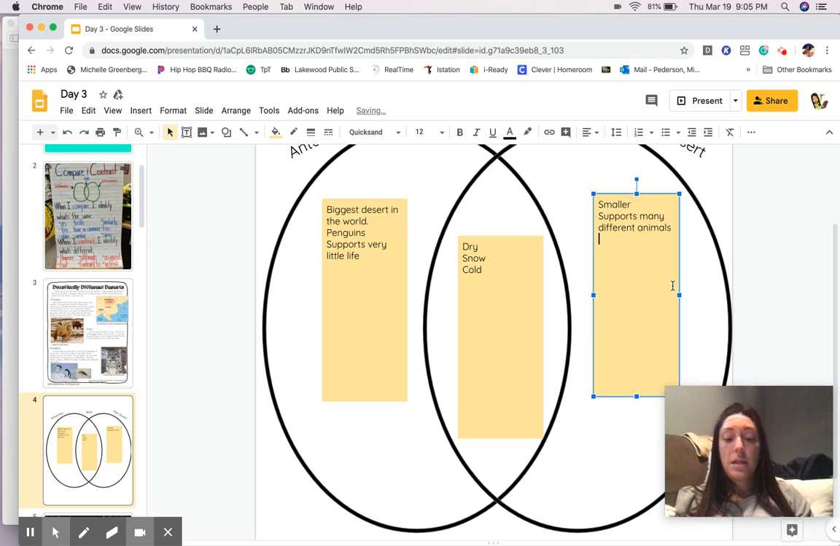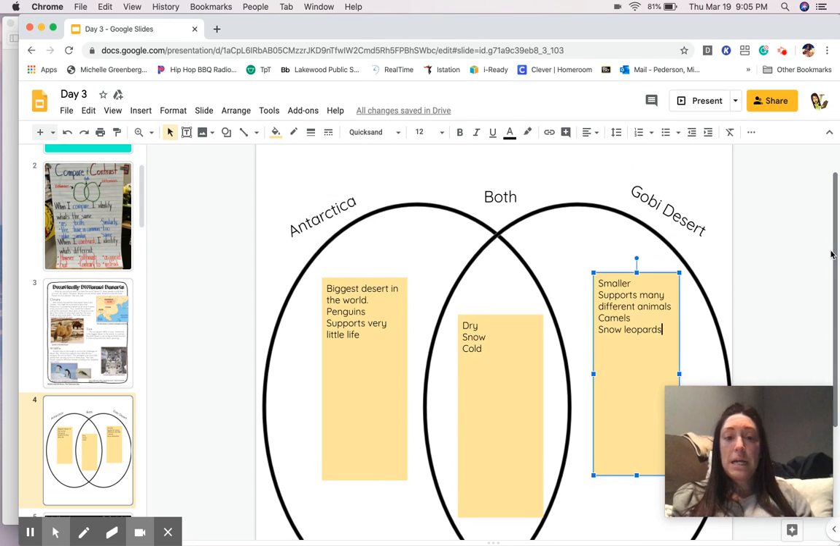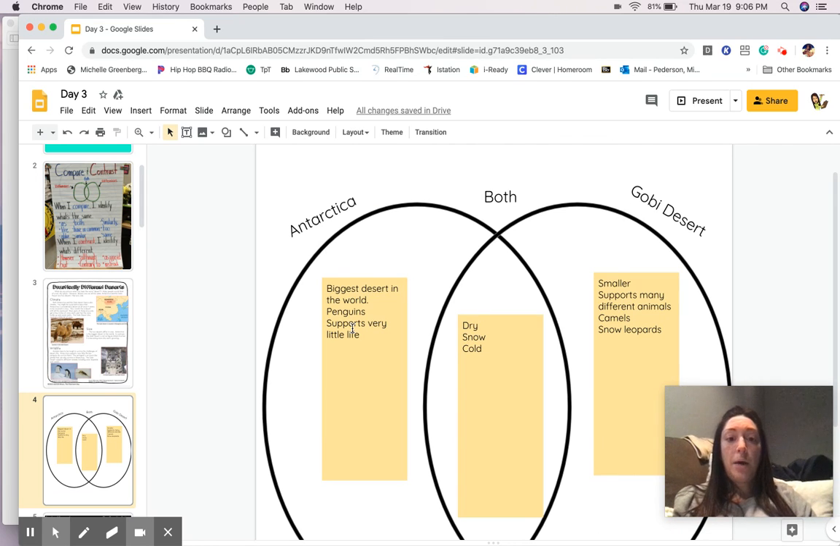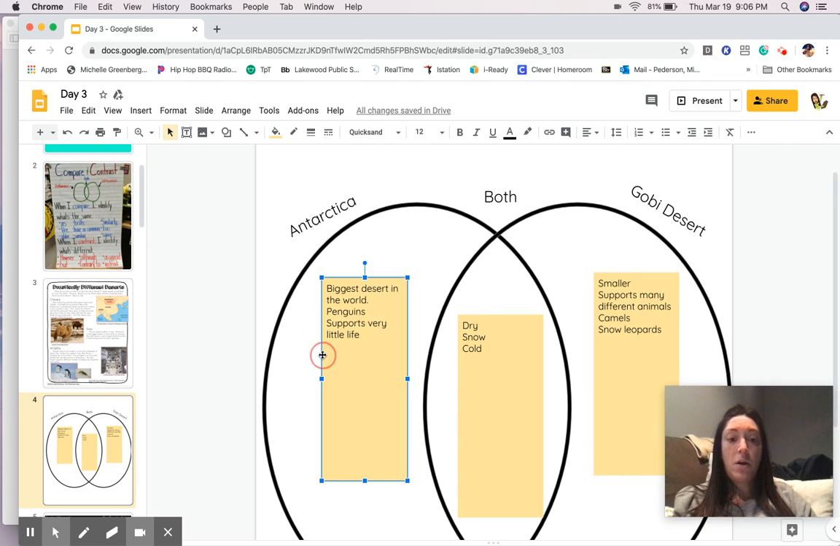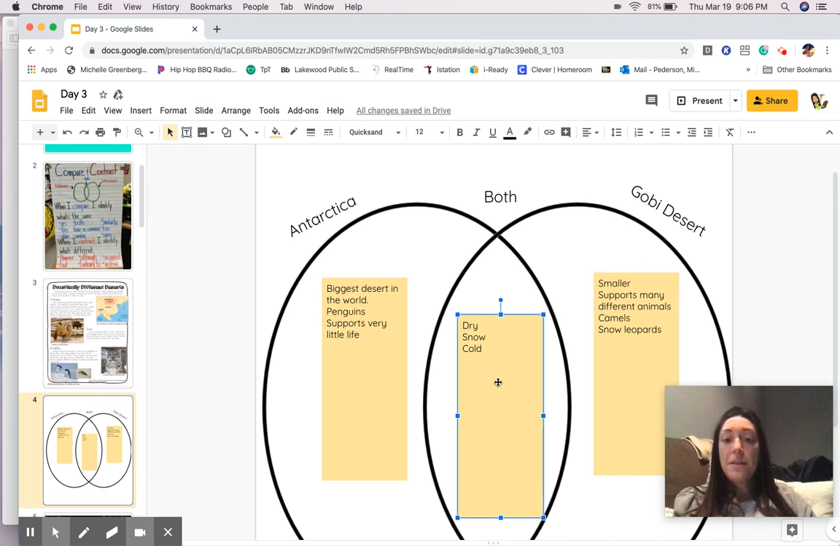And it has camels, snow leopards there, right? So there I have my comparing and contrasting. Antarctica is being compared to the Gobi Desert. On my one side, I have how Antarctica is different than the Gobi Desert. And in the middle, I have how they're both alike.